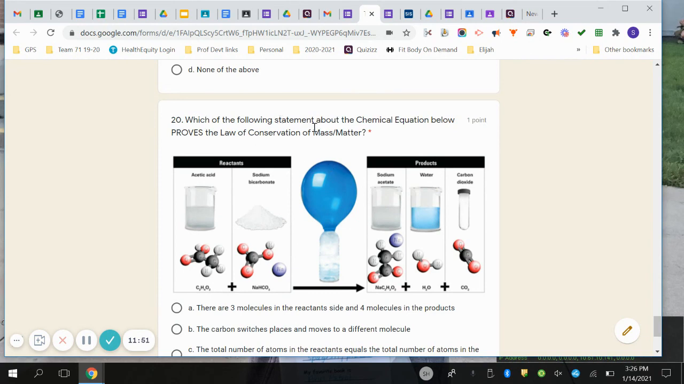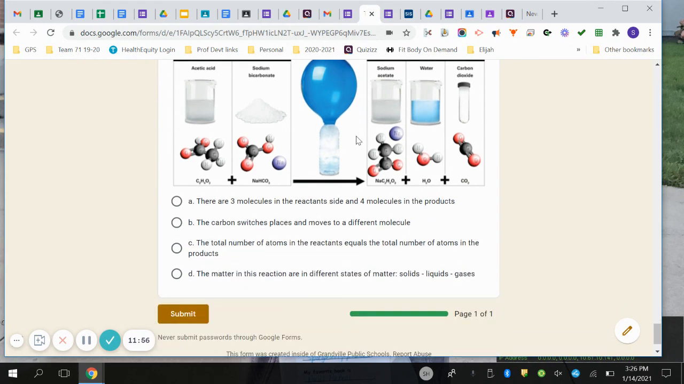Which of the following statements about the chemical equation below proves the law of conservation of mass? A, there are 3 molecules in the reactant side and 4 molecules in the products. B, the carbon switches places and moves to a different molecule. C, the total number of atoms in the reactant is equal to the total number of atoms in the products. Hint, hint. The matter in this reaction are in different states of matter, your solid, liquid, and gas.